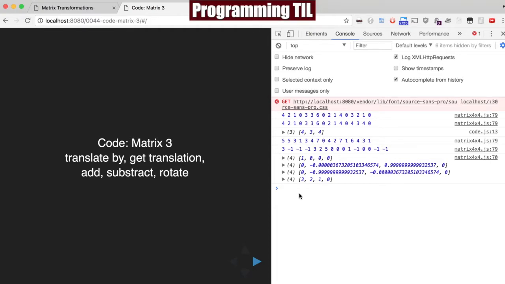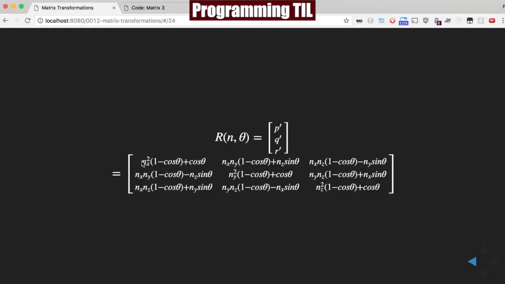I Learned 3D Math Series, episode 44, part 3 of the code from looking at matrices. We're going to be getting some translations, we're going to add, subtract, and finally we're going to rotate today. Let's dig right in.